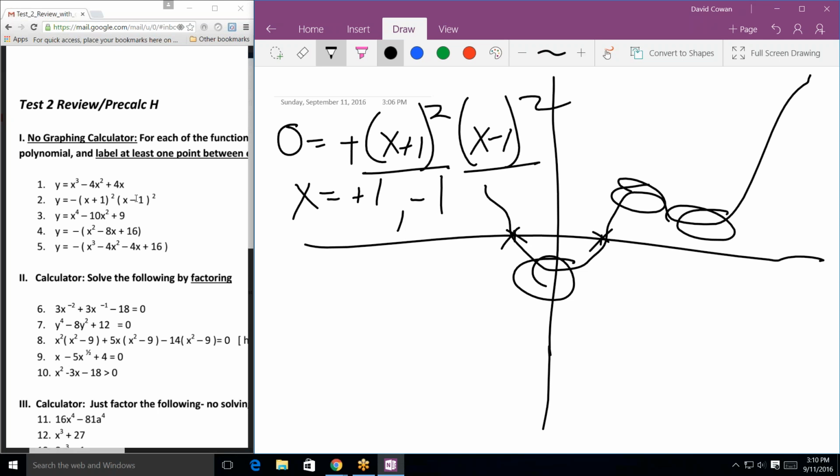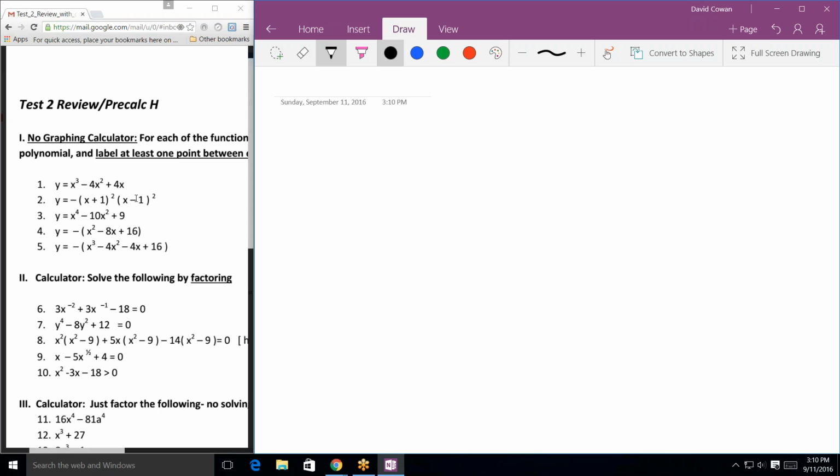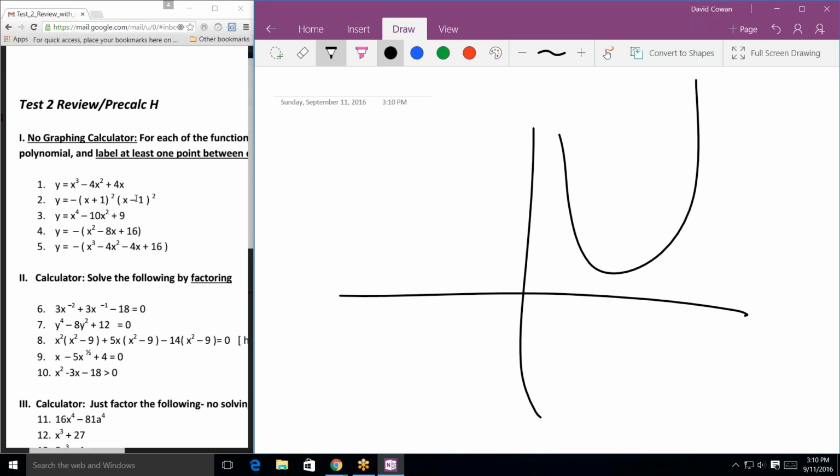It's always one less than what your function is. In other words, if I had a 5th degree function, I might have 4 local maximum. If I have a quartic, the most I can have is 3. If I have a cubic, the most I can have is 2. And if I have a quadratic, it's always a parabola. Well, that's 1 only. 1 local minimum. Right there.